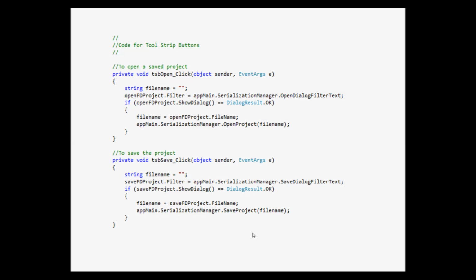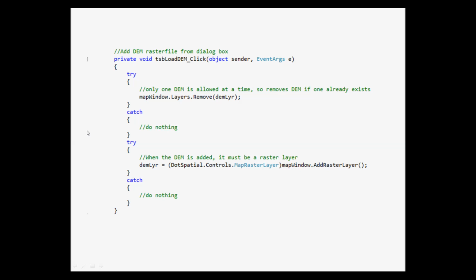So anyways, this is the code for our tool strip buttons. The first two buttons that Keelan explained are to open a project and to save a project. We open and save the projects using the app manager and opening a file dialog box where you can choose the name and the format that you save the project as.